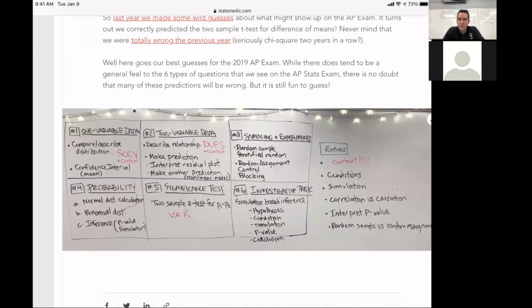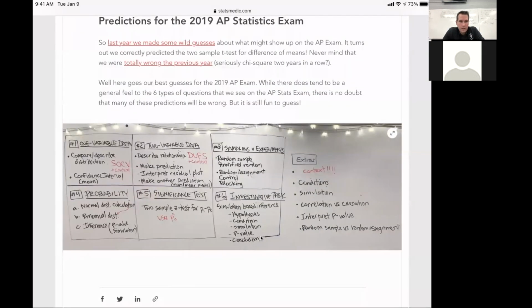And lastly, there's a difference between a random sample versus random assignment that we've gone over. So with that, I'll kind of end this preamble and go to questions, or how do you want to go about this last day of review? Hikmet.